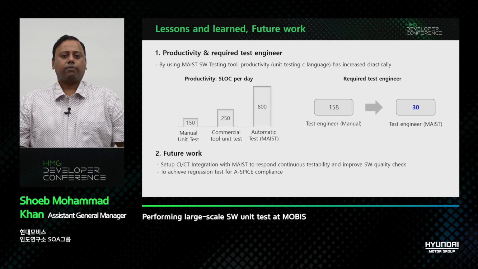Now, let us shift our focus to the future plan for MICE. First, we aim to integrate CI/CD, that is continuous integration and continuous testing setup, with MICE, enabling us to effectively respond to continuous regression unit testing and contribute to the enhancement of software quality. Second, we are actively working towards achieving compliance with the A-SPICE regression test strategy, thereby ensuring our alignment with industry standards and best practices.